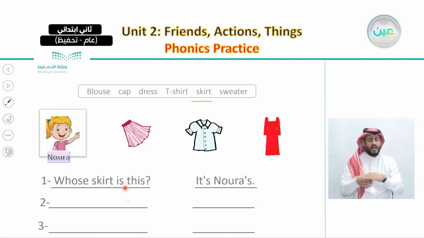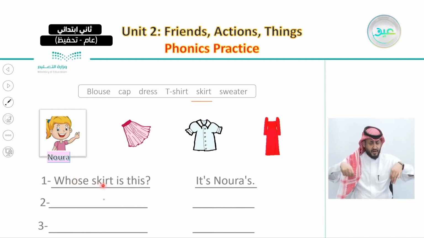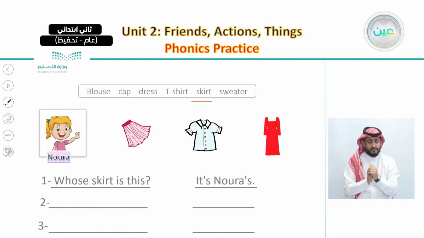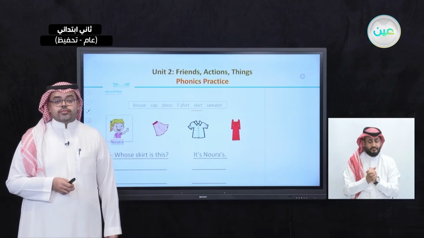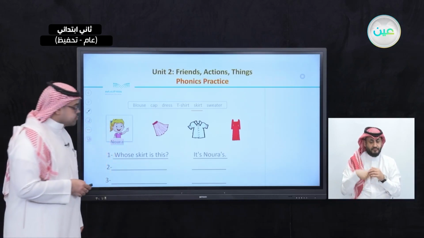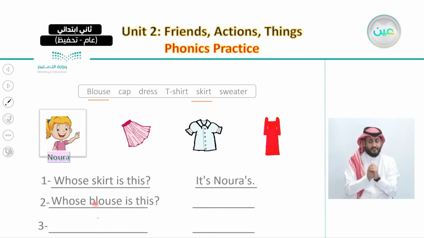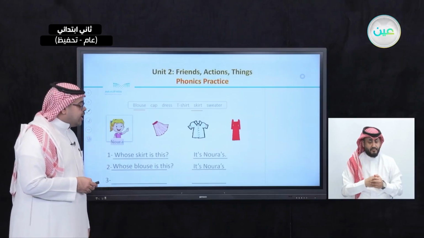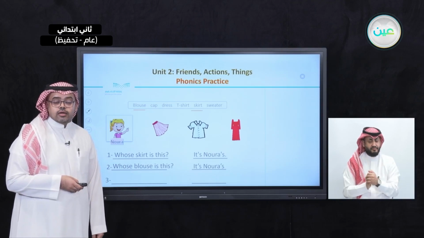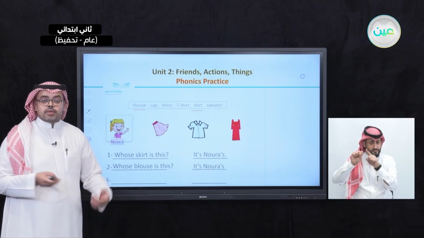So let's begin with the first question that is written here as an example. Whose skirt is this? So we're talking about this skirt. And if we want to answer, this skirt belongs to Nora. So we would say, it's Nora's. Let's make another question. Whose blouse is this? Blouse is one of Nora's clothing. So the answer will be, it's Nora's.